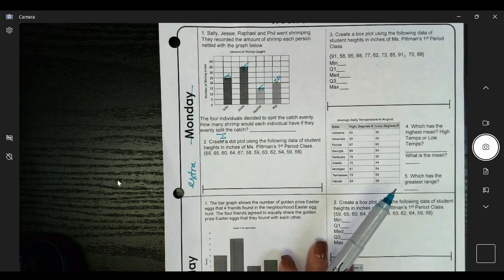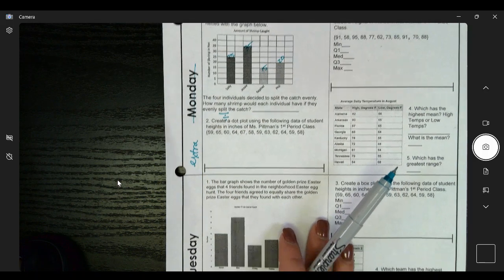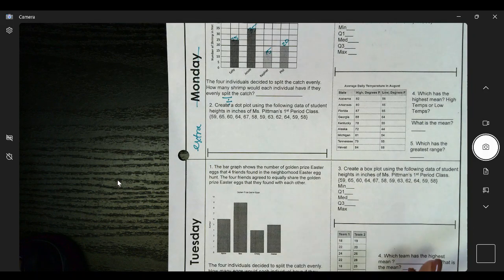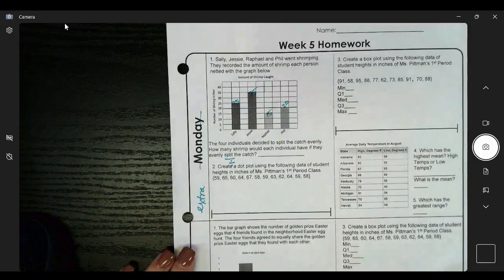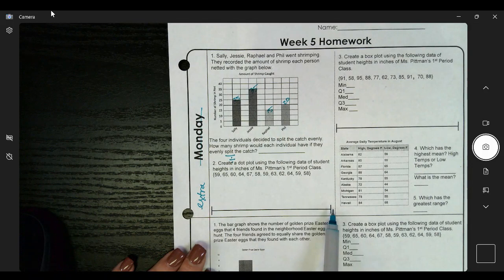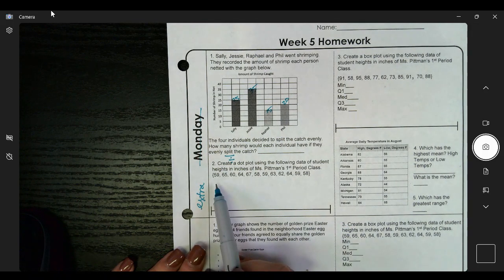Next, we have create a dot plot using the following data of student heights in inches of Ms. Pittman's first period class. Now, remember, a dot plot is with all the X's. So we got to put our numbers down here, and then we're going to put how many times those numbers appear. Okay, so I'm going to find my minimum in my list right here.